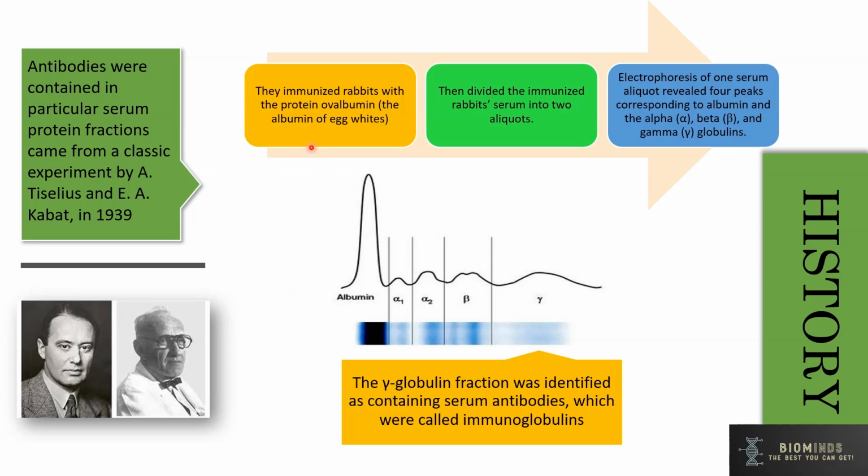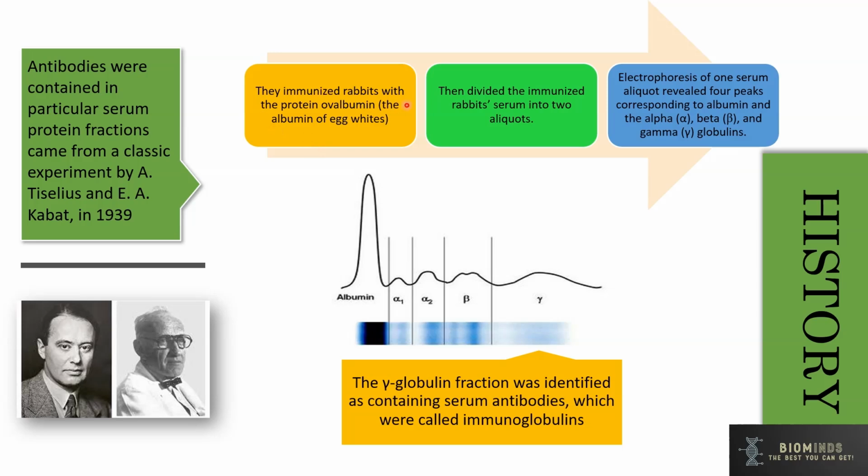What they did is they took rabbits and immunized them. Immunize means, if you inject something which is foreign to that particular person or animal, then that person or animal produces immunity against it. Therefore it is known as immunization. A vaccine is also an immunization process, because whenever you inject something into a person, that person will produce the immune response against it.